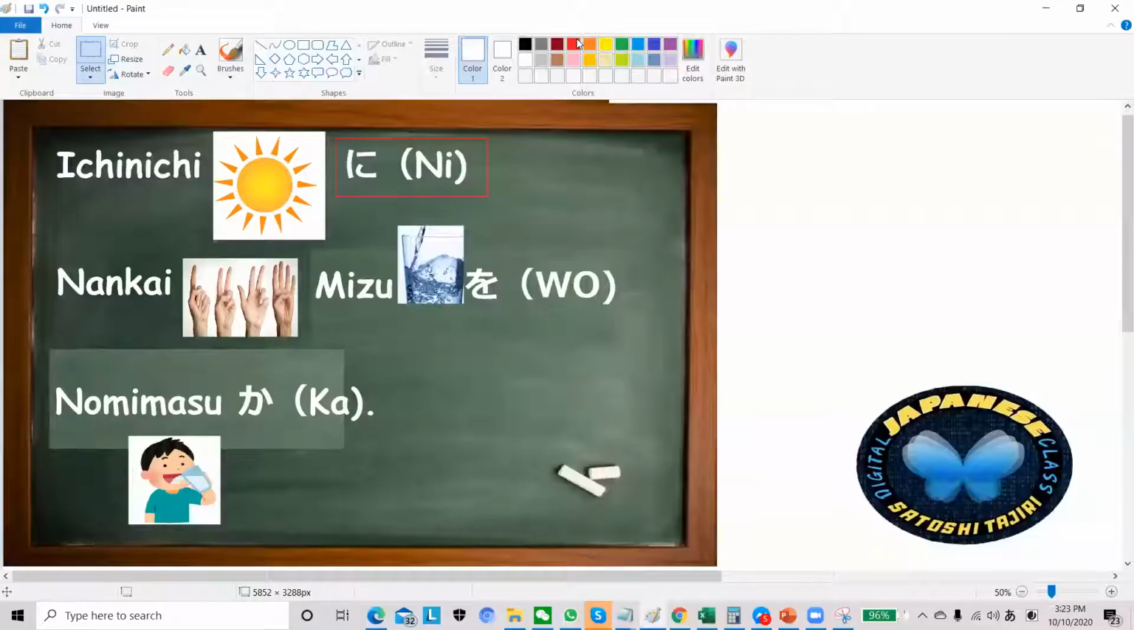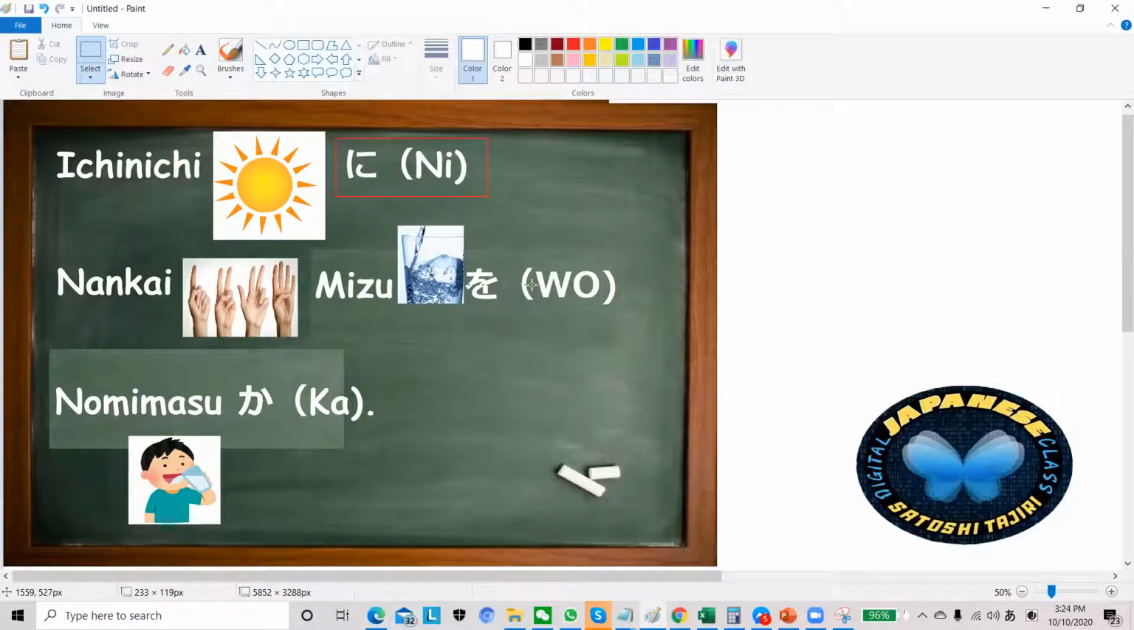Now let's go back. We have our new word here. We have our ichinichi, within one day. Nankai is how many times. Then mizu is our water. Then follow with our nomimasu, which is to drink. So to drink is nomimasu. We're using here the particle ni because for the duration of our one day. Then for our nankai, we don't put any particle, just straight.